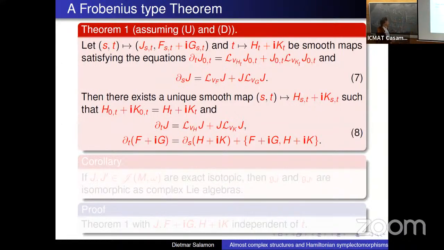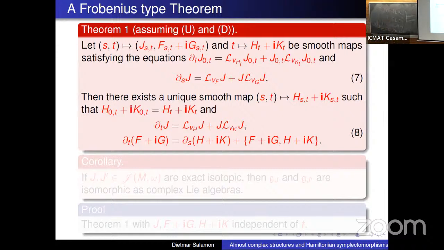So in other words, if in the S direction, the derivative of J is given by this operator Lj with functions V and G, then there exist also functions H and K, so that in the vertical direction, the derivative of J is given by the same formula, also tangent to the subbundle, and that furthermore, the relation between the functions f plus ig and h plus ik is given by this identity that's written here.